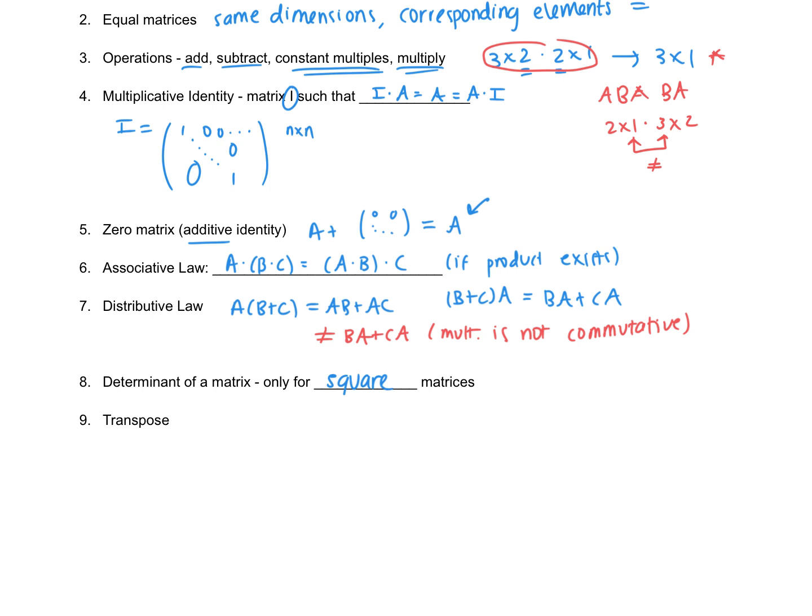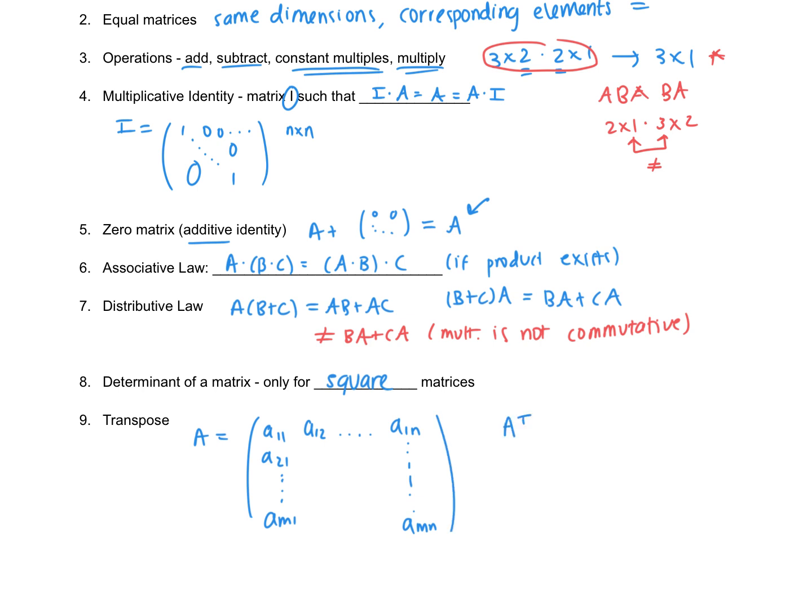And last thing, when you are transposing a matrix, so let's say that we have some matrix A, where we have A of 1, 1, A of 1, 2, all the way to A of 1, n, this is A of 2, 1, all the way down to A of m, 1, and this will be all the way down to A of m, n.